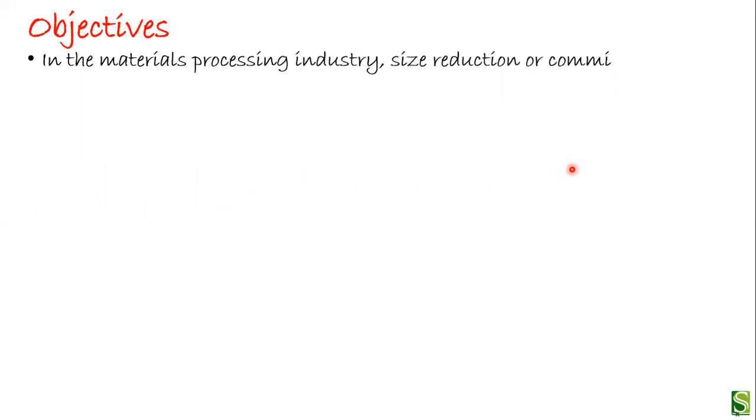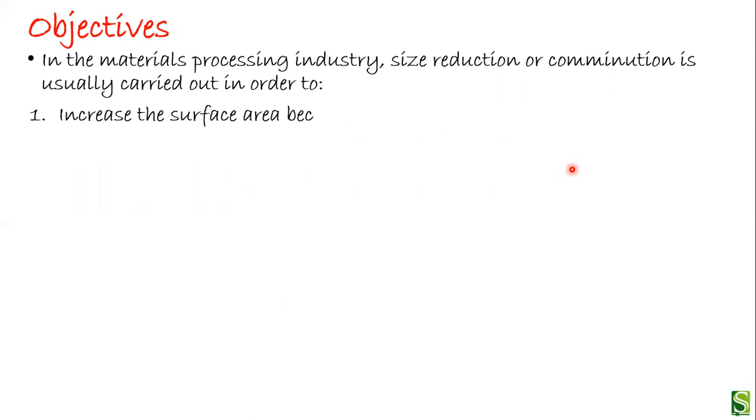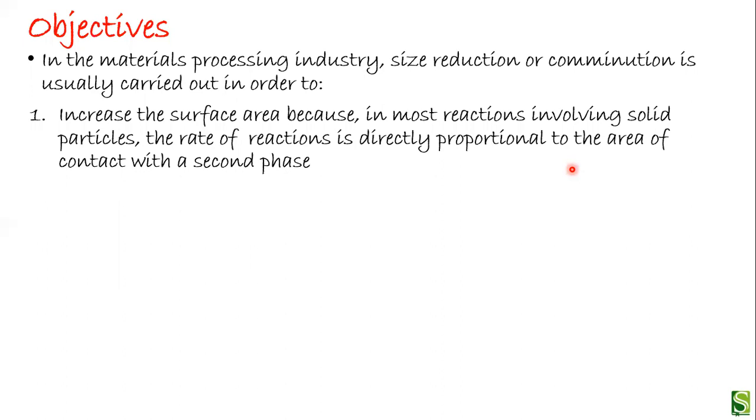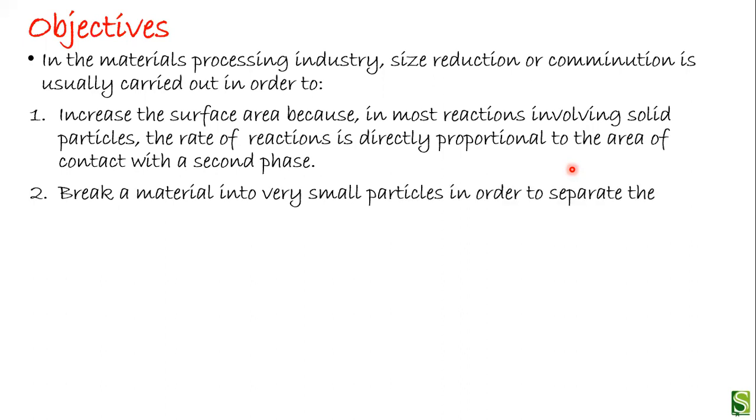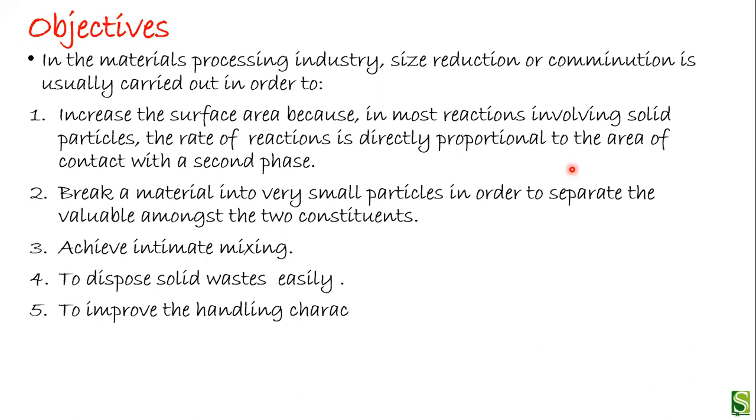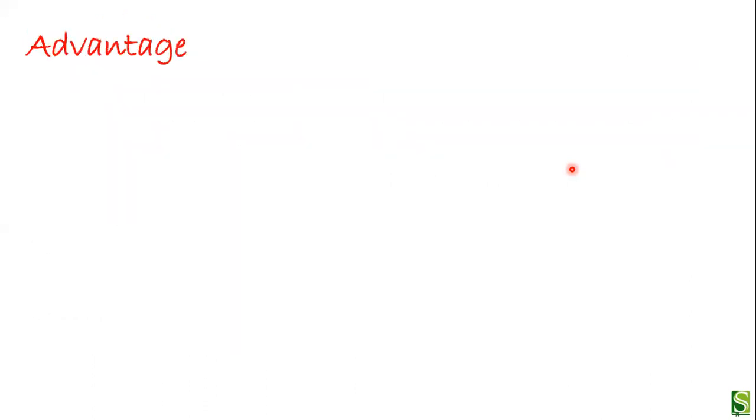In the materials processing industry, size reduction or comminution is usually carried out in order to increase the surface area because in most reactions involving solid particles, the rate of reaction is directly proportional to the surface area of the particle. Or we can say it is proportional to the area of contact with the second phase. Breaking a material into very small particles in order to separate the valuable amongst the two constituents. Also, it is used to achieve intimate mixing, to dispose solid waste easily, to improve the handling characteristics, to mix solid particles more intimately. What are the advantages?